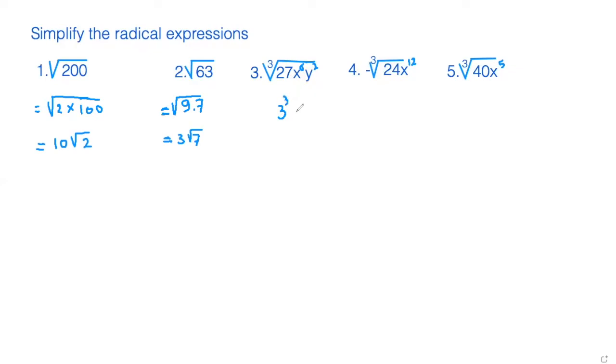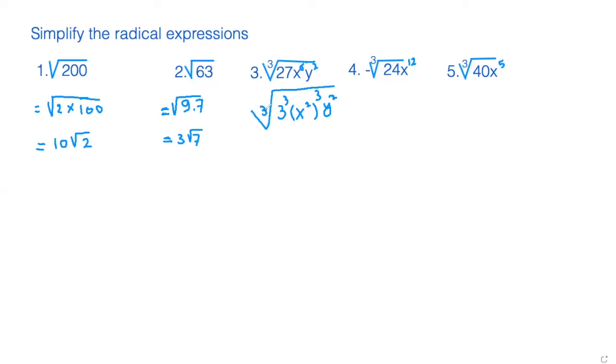And then x to the power 6, we can write as x squared to the power 3. And y squared, we can't do anything about it, so we leave y squared right here. If it was y to the power 3, then we can take y outside, but as it is a 2, we can't do anything, so leave it like that.